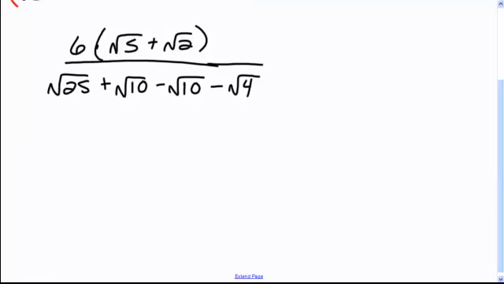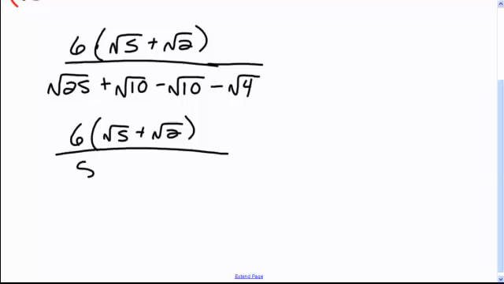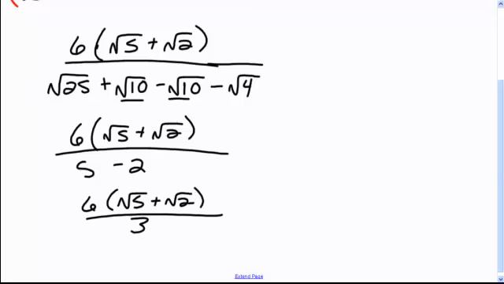Again, just showing my steps along the way. The most mistakes happen when you just make assumptions. Prove that you're right. Go through the actual processes. So this is 6 times the square root of 5 plus the square root of 2. All over square root of 25 is 5. These two undo each other. Minus 2, which is the square root of 4. So I get 6 times the square root of 5 plus the square root of 2 all over 3.